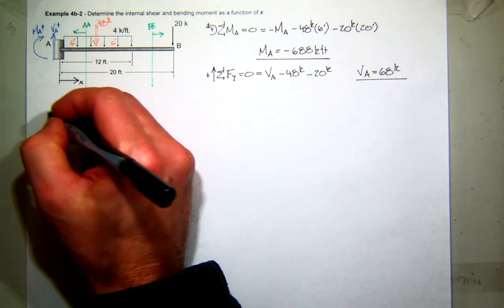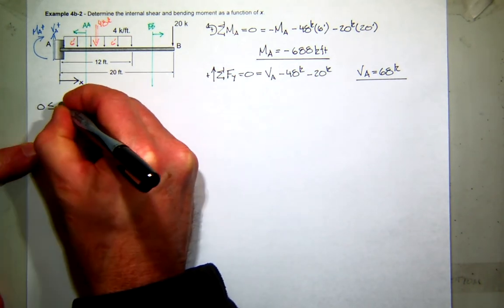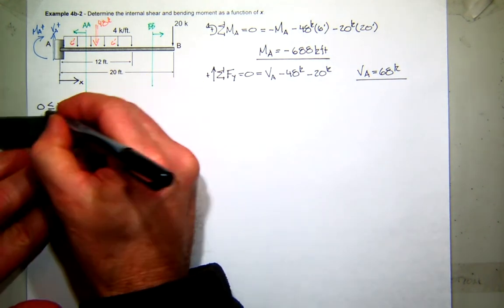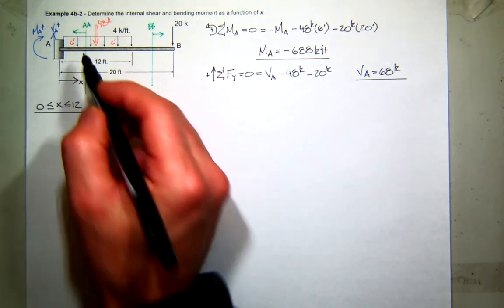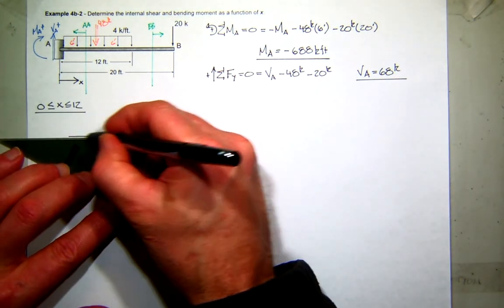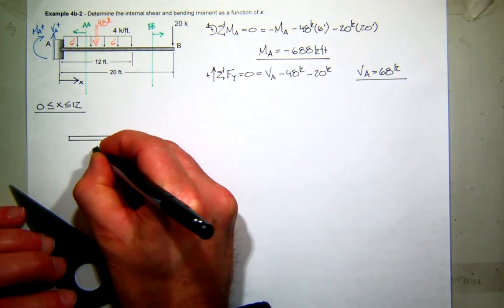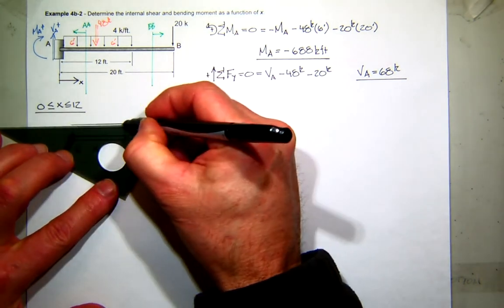To keep all this straight, I'm going to write a set of equations that are good between 0 and 12. That's this section right here. So I'm going to draw a free body diagram of that section. It's at some distance x. I have the distributed load.